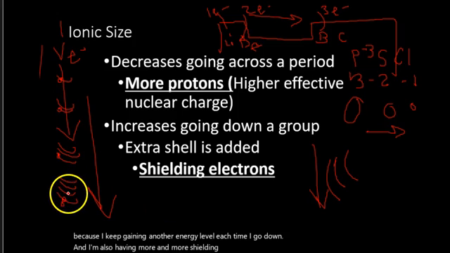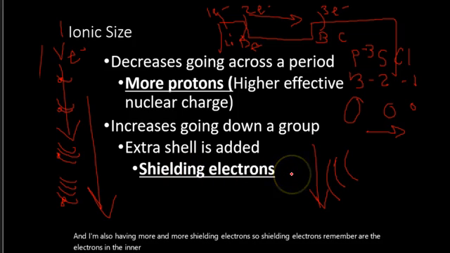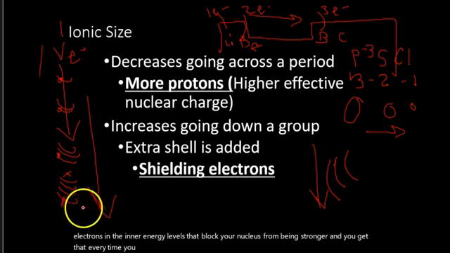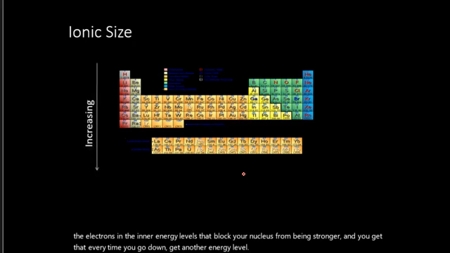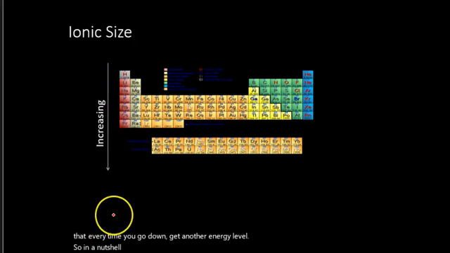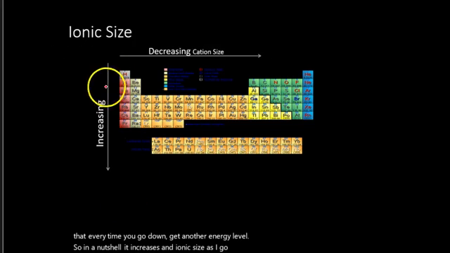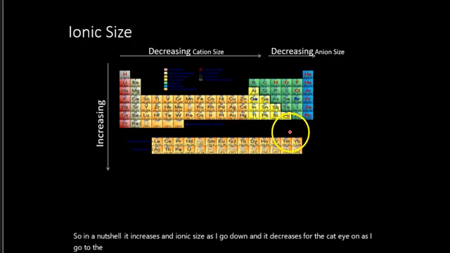So shielding electrons, remember, are the electrons in the inner energy levels that block your nucleus from being stronger. And you get that every time you go down and get another energy level. So in a nutshell, ionic size increases as I go down, and it decreases for the cation as I go to the right, and it decreases for the anion as I go to the right.